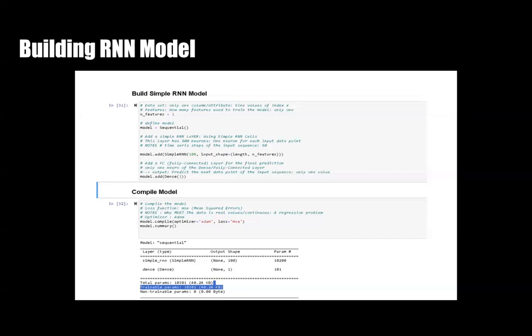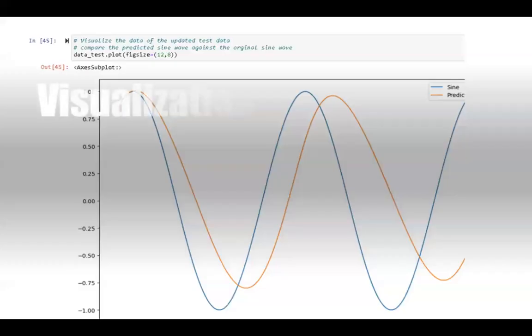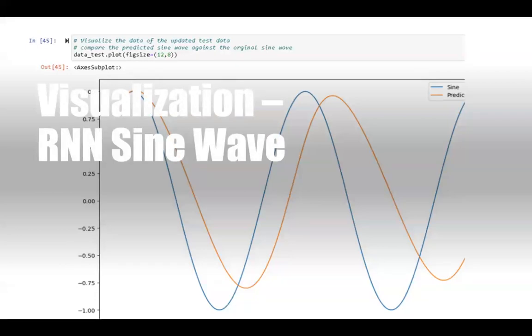Here we take the model as sequential because it is sequential data. Then we add a simple RNN with 100 neurons and the input shape based on the length and the input features. Then we compile the model, and then we train and test it. Here we are using 80% of the data for training and 20% for testing. After training and testing the model, we generate the results and plot them against the sine wave we generated previously and the model we are using for RNN.